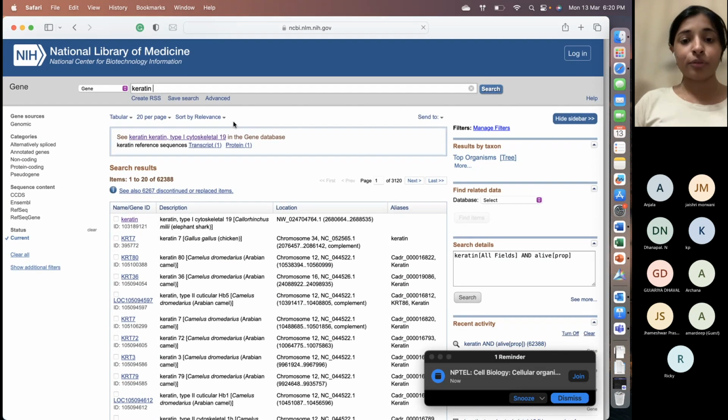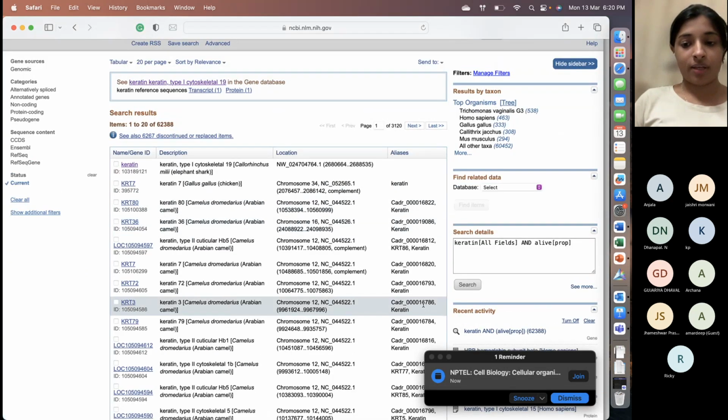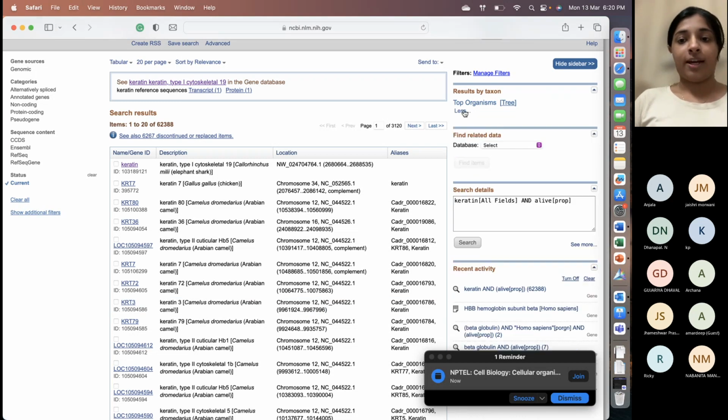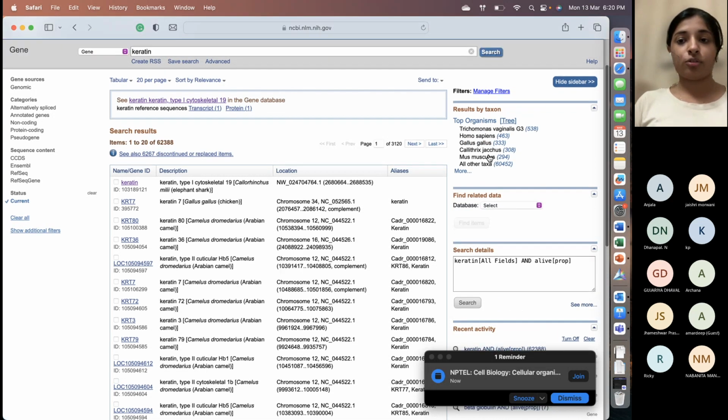So here you'll get a list of all the keratin proteins that this database could find, and you can see that it is from different organisms. You can find one from elephant, shark, chicken, Arabian camel. Now, in this case, if you want to get it from Homo sapiens, you can see on the right over here that there's a list of top organisms. If not for this, you can also go to manage filters and select the organism's protein that you want. So I'm just selecting Homo sapiens in this case.